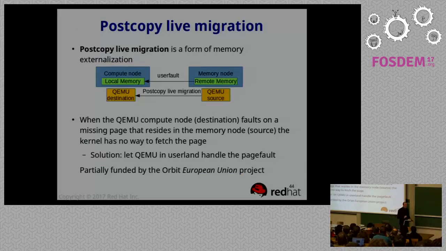And postcopy live migration is a subset of this idea. Postcopy live migration effectively allows you to run a virtual machine in a destination node while the memory still resides on the source. So I implemented this userfault syscall, which is used in the QEMU current postcopy live migration implementation, which is already in QEMU upstream. If you check Git upstream of QEMU, it's already available. And the userfault syscall is also available in RHEL 7.2, and it's possible to do the postcopy live migration in the latest RHEL 7.